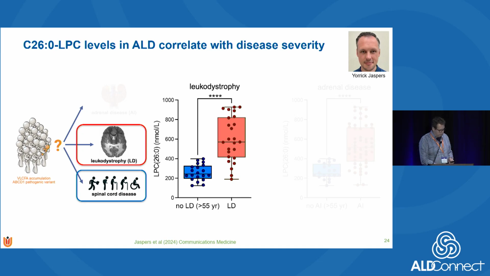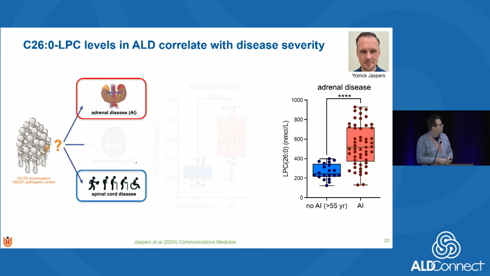And this is also true for the adrenal disease. If we again compare the adults over the age of 55 years without adrenal insufficiency to older males that have adrenal insufficiency, we also see this correlation between the levels of C26 lyso-PC and the development of adrenal disease.